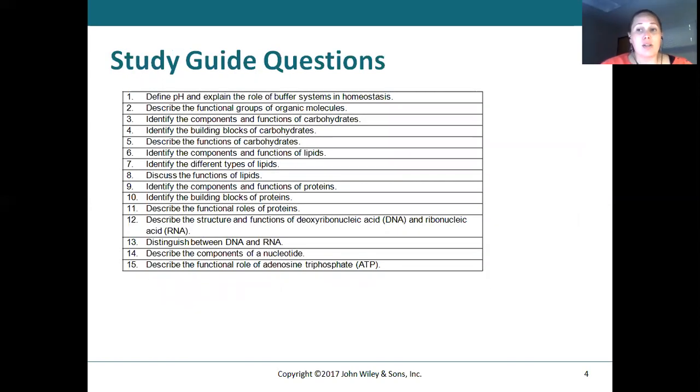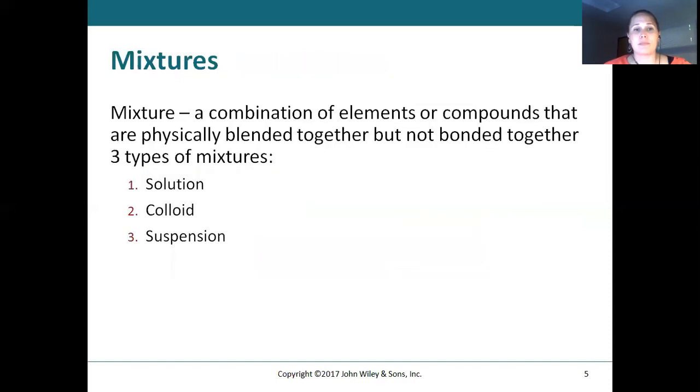So the study guide questions. You'll notice the study guide questions for today's chapter 2 are different than the ones you completed for Tuesday's class. Here we'll be talking about things like pH and then all of the different types of organic molecules that make up cells. We'll go through each one of those different macromolecules, talk about some of their properties, what they're utilized for in cells, and then we'll finish by talking about the molecule adenosine triphosphate, which I kind of alluded to last class, and it's important for cellular function.